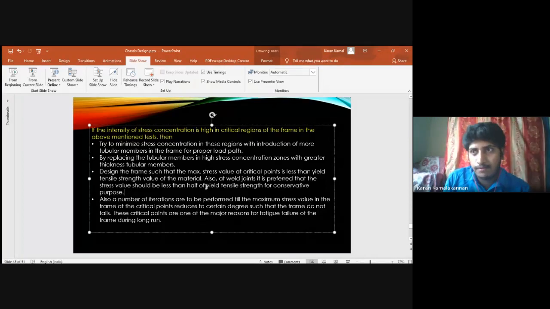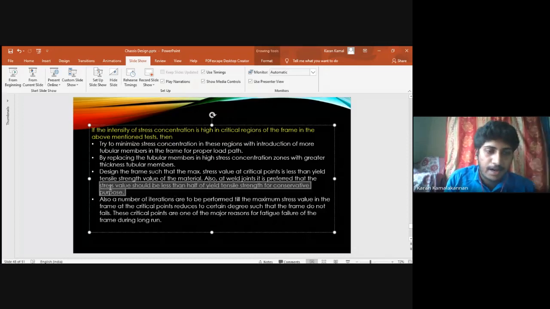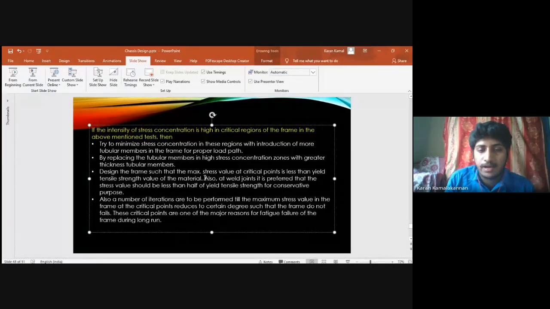Because you are giving some room for another factor, some scenario which you may not have gone through, so we can have some room for failure we can expect. So you can give some room. This is not a mandatory thing; for a safer design you can consider this. Otherwise you can go with the normal yield strength also. Yeah, and also always take a number of iterations till the maximum stress value reaches a certain level at which your frame does not fail.